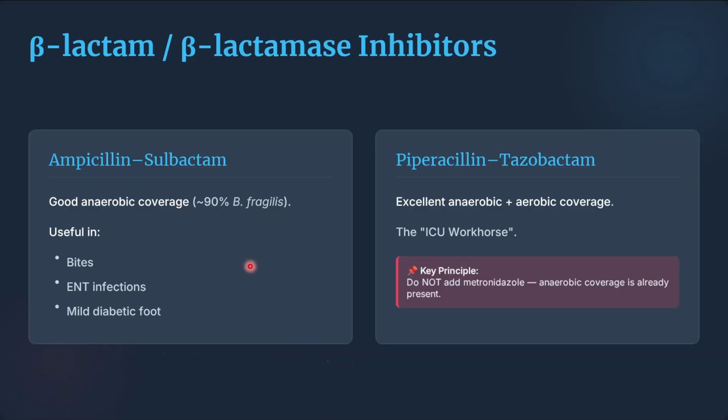Beta-lactam and beta-lactamase inhibitor combinations, BL-BLI, mainly piperacillin-tazobactam and ampicillin-sulbactam, both have good coverage against anaerobes. Ampicillin-sulbactam is useful in bites, ENT infections, and mild diabetic foot infections, whereas piperacillin-tazobactam gives excellent anaerobe plus aerobe coverage. It is predominantly used in the ICU setup or the wards, so it's an ICU workhorse. Do not add metronidazole, as anaerobic coverage is already present with piperacillin-tazobactam. But when you use ceftriaxone, you may need anaerobic coverage with metronidazole.